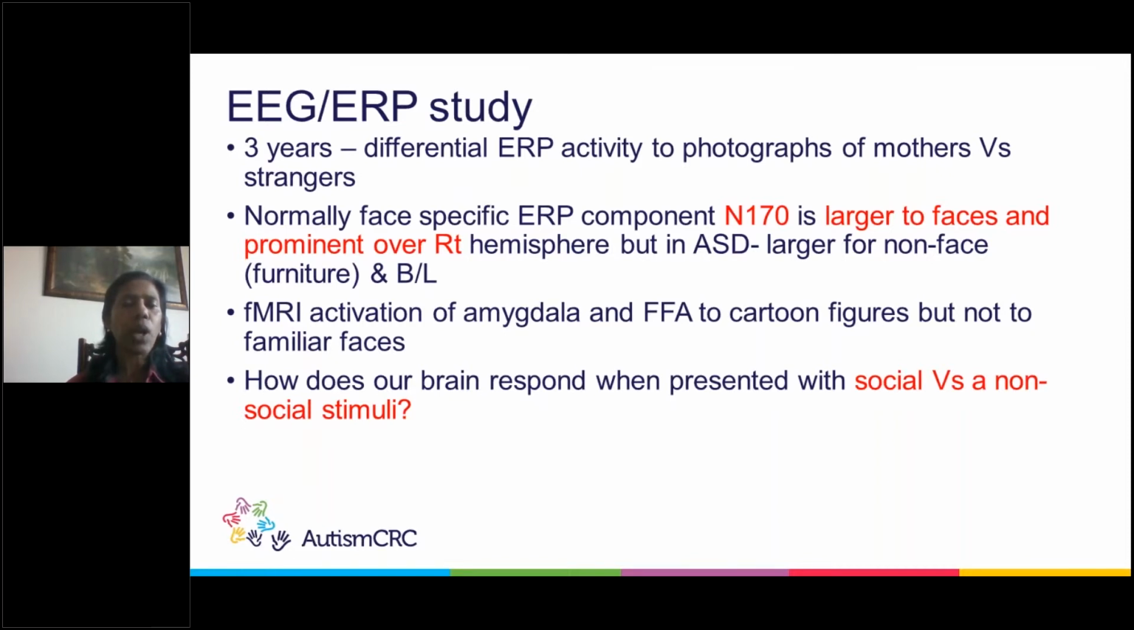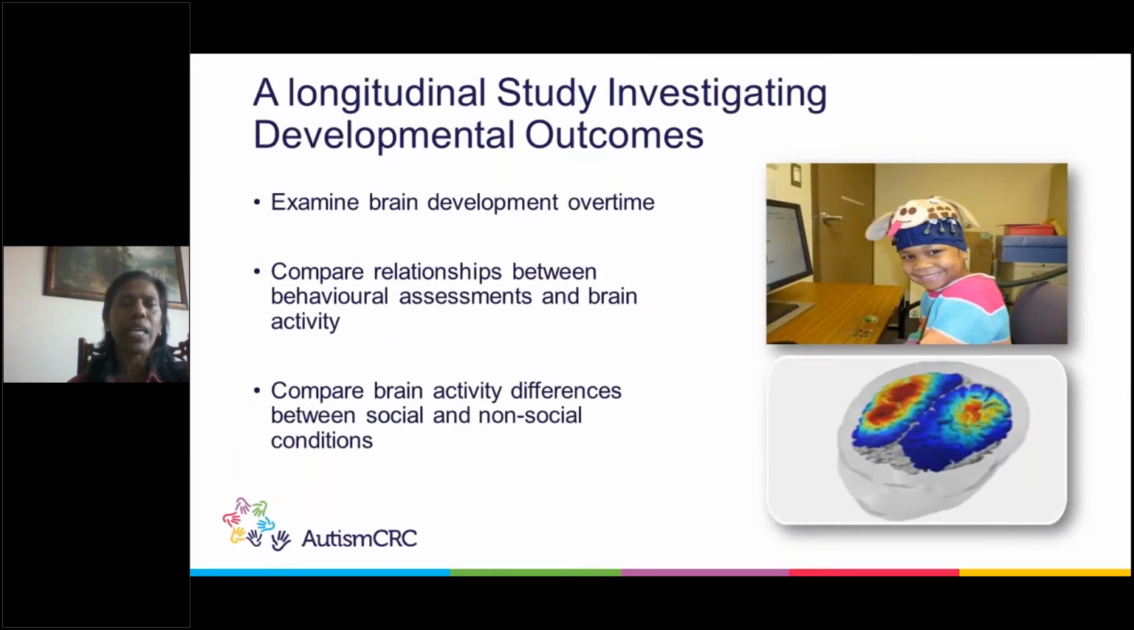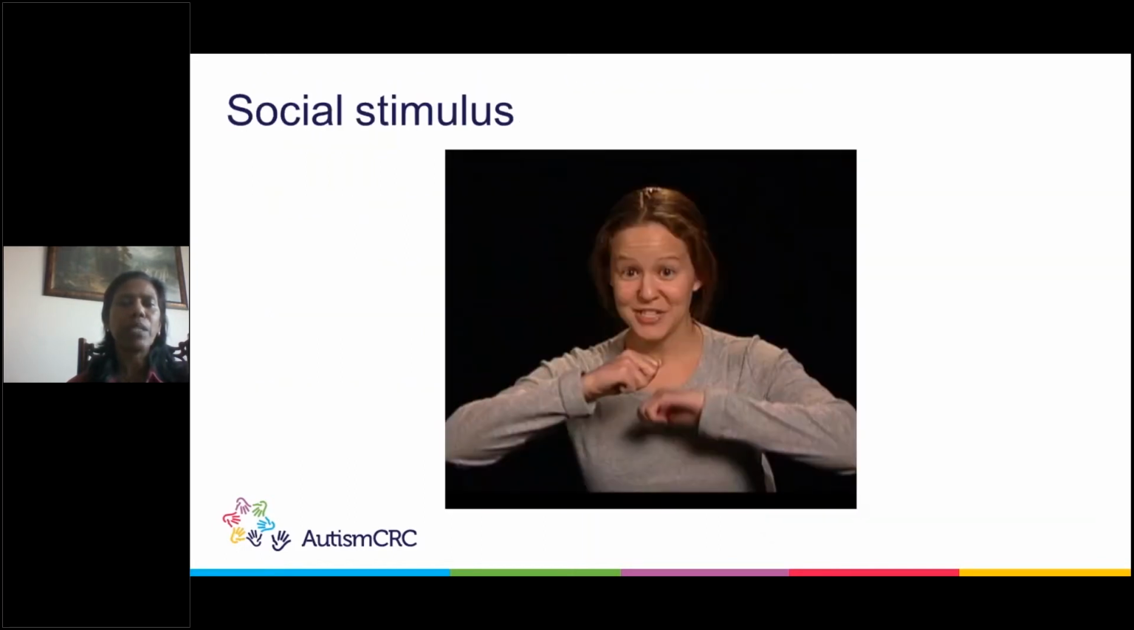So the whole idea of this project was to see whether the children are more social brain oriented or object brain oriented. What was the level of social brain activity or flickering in the brain that was available to them so that we can target the intervention accordingly. So you're seeing that you can compare the relationship between the behavioral assessments and what we are seeing in terms of the brain activity when you show them a social stimulus.